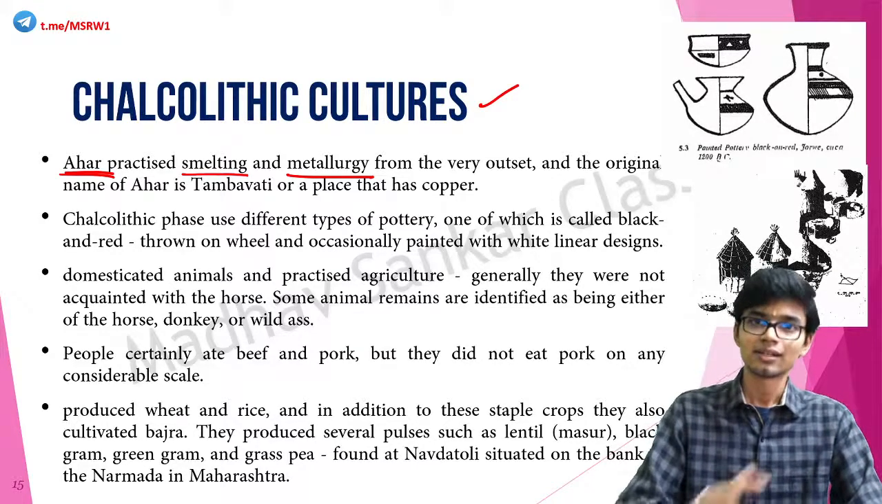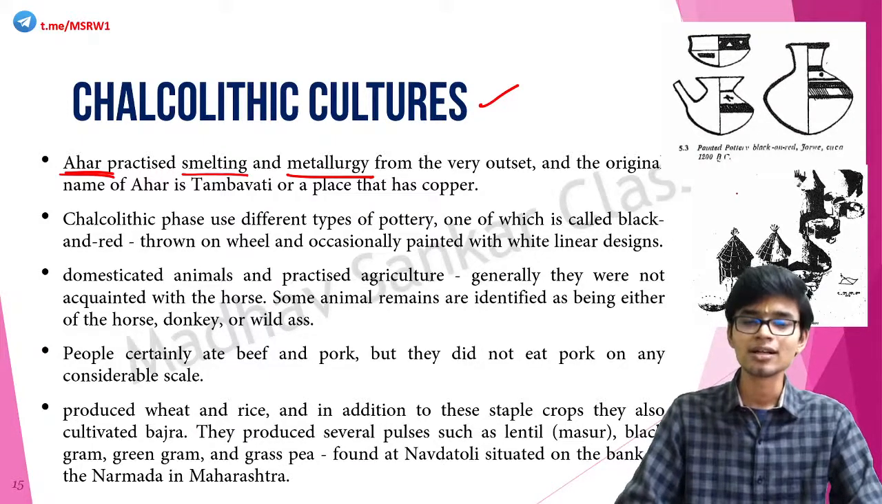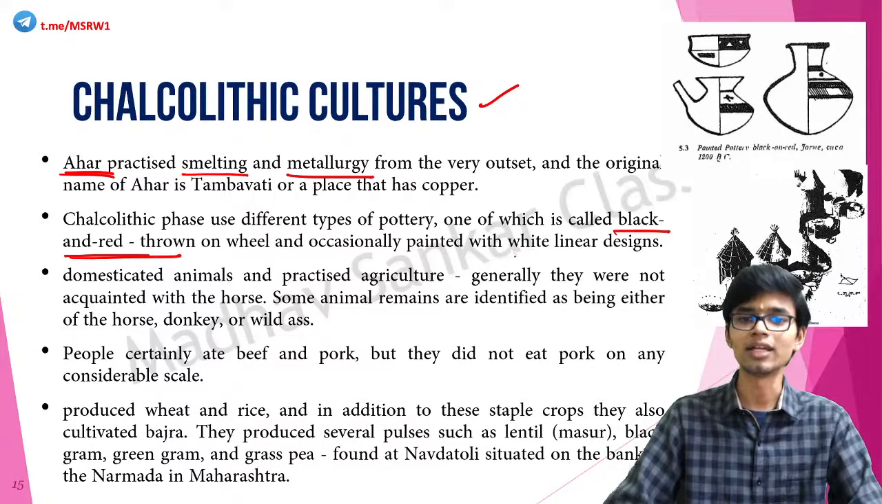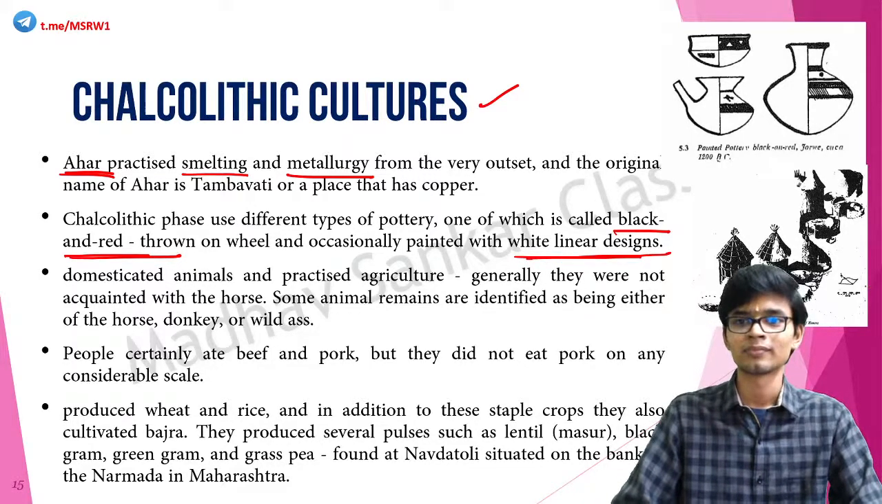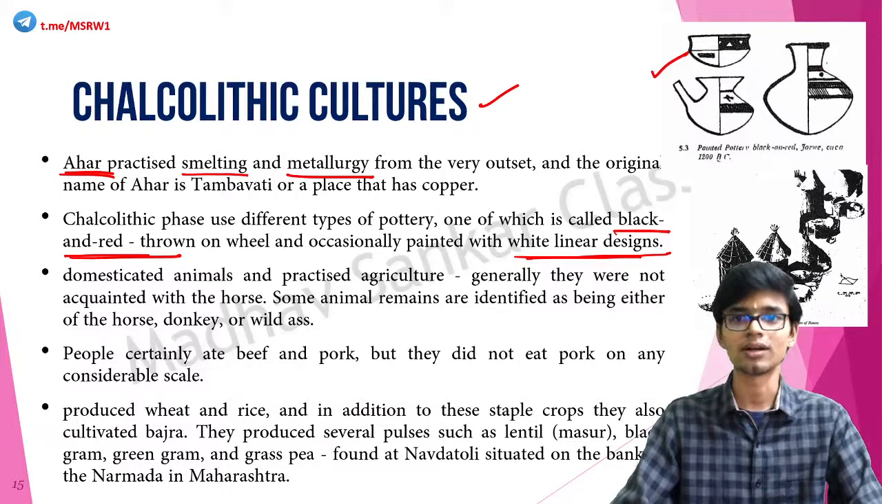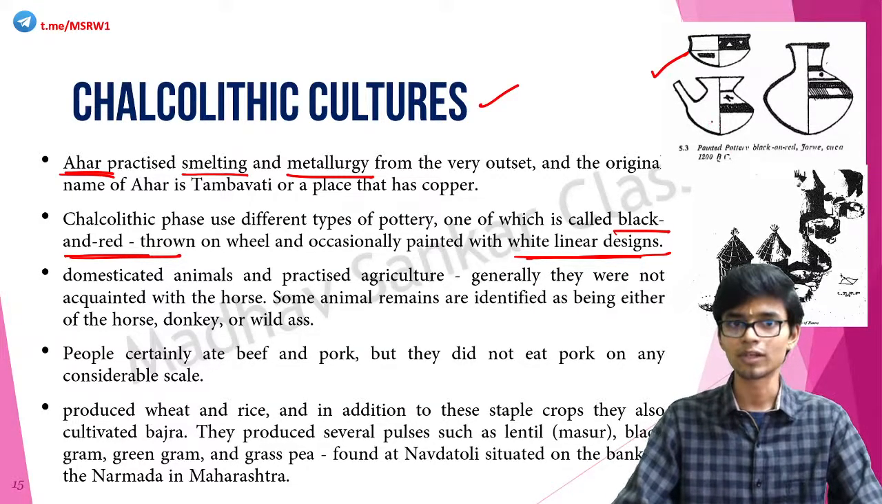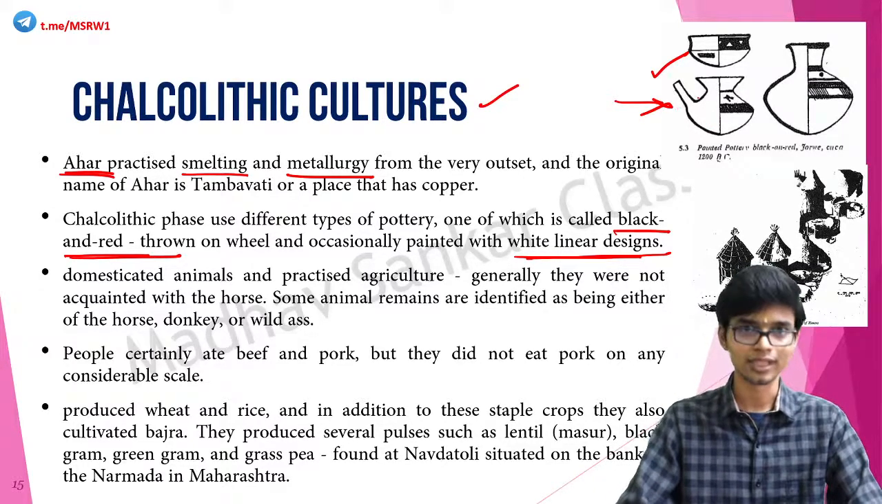In the Chalcolithic phase, different types of pottery were prevalent, and the most important one is the black and red pottery. Black and red pottery is a very typical feature of the Chalcolithic period. It was made on the wheel and occasionally painted with white linear designs. You can see the image here. It's not a colored image, but this is supposed to be black and red with white lines. A typical feature of the Chalcolithic period, these are the vessels that we have found from Jorwe in the region of Maharashtra.